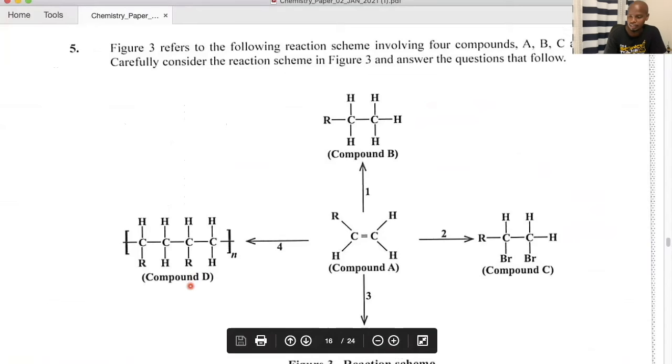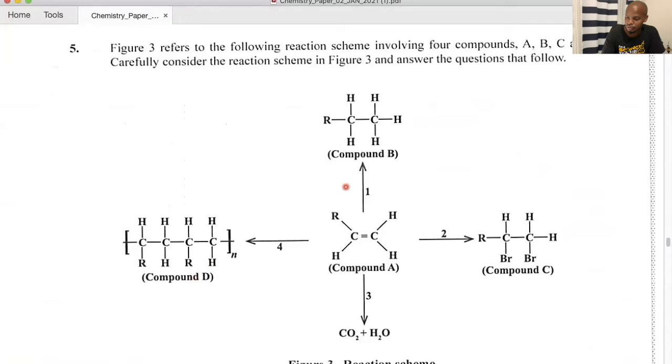For hydrogenation, the addition of hydrogen, we definitely would need the hydrogen gas itself. We would also need a nickel or platinum catalyst, and we would need this to take place at 140 degrees Celsius. Some books will say 150 degrees Celsius. That should be fine. And we also need 5 atmospheres. All right, so this is for reaction 1.